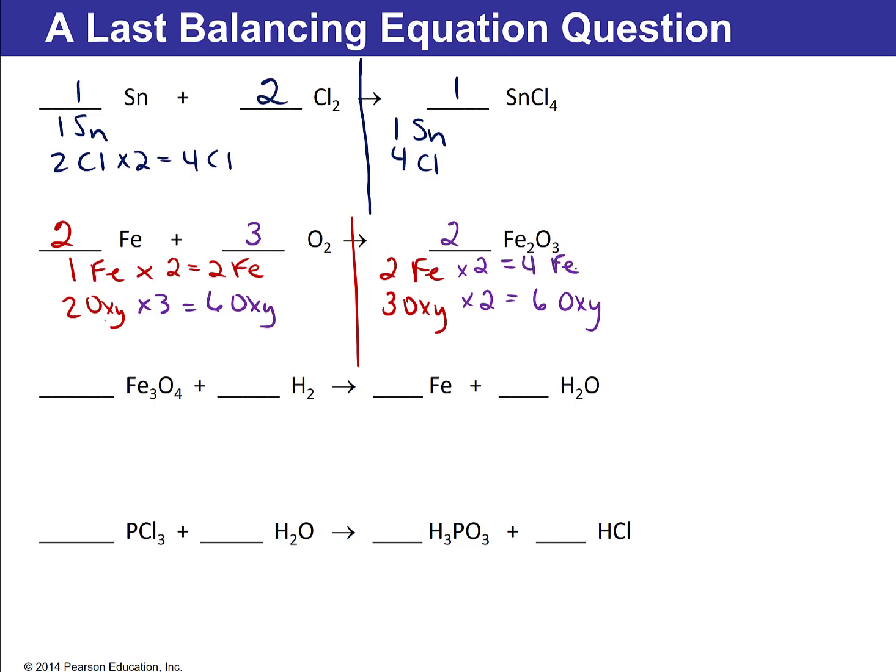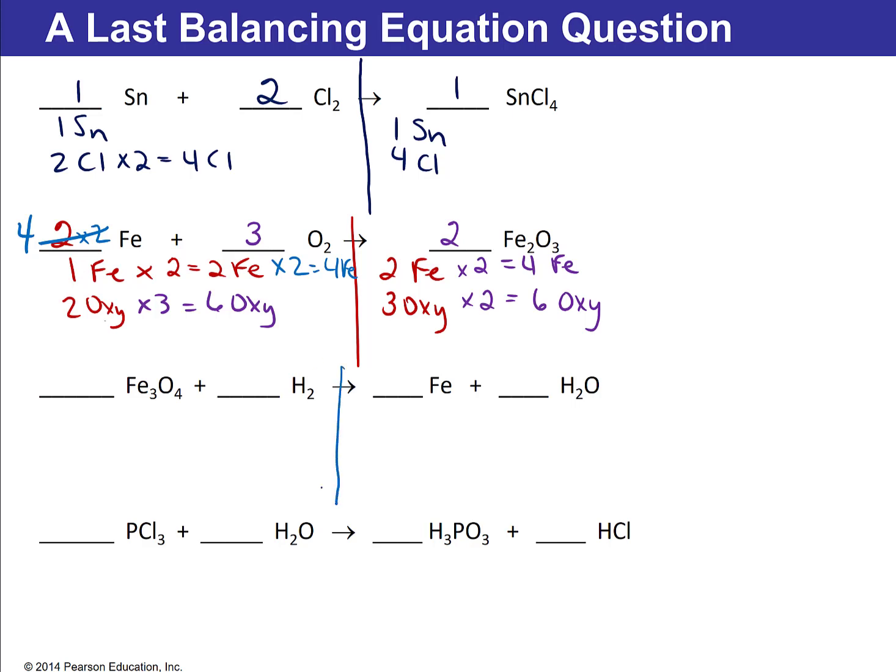So now I have 4 irons and I have 6 oxygen. Those are balanced, the oxygens are balanced, but notice that I messed up my iron. So I've got to go back and balance the iron on the reactant side. Instead of having just 2, I'm going to need to double that again to give me 4. So that would be times 2, giving me 4 iron, 6 oxygen, 6 oxygen. Just change this to the number that it should be, and that makes it balanced.